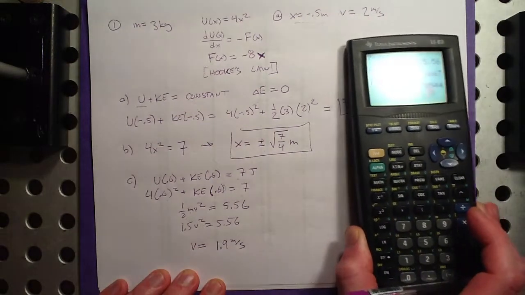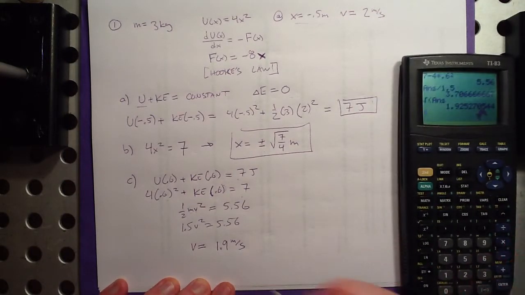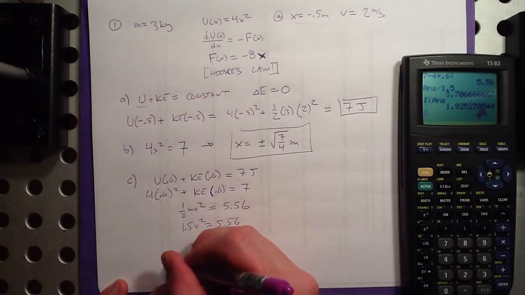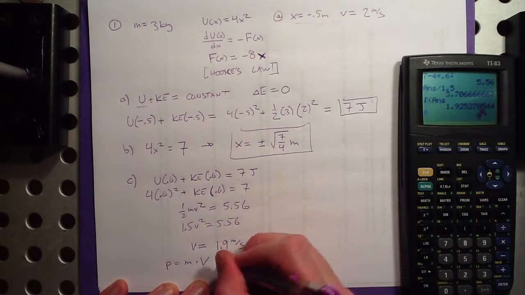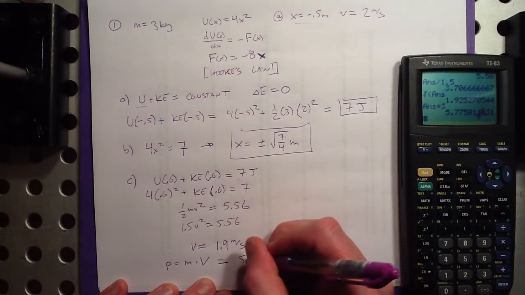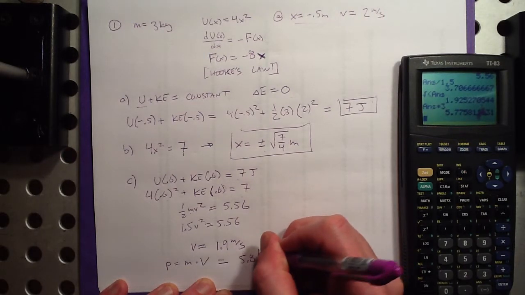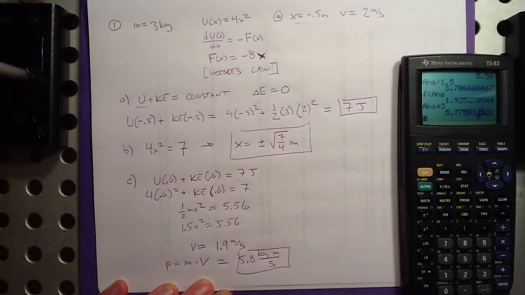Oh, but that's not what they wanted. They wanted to know momentum. So, since momentum is equal to mass times velocity, that's multiplied by 3, that's the mass, and that gives me about 5.8 kilogram meters per second. That's the momentum.